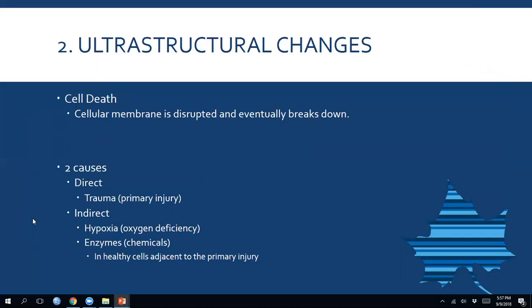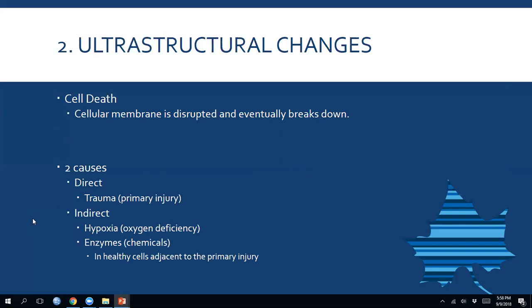So the second thing we want to talk about is ultrastructural changes, and this is where the cell actually dies. For whatever reason, whether it be direct or indirect, the cell membrane is broken down to the point where it eventually breaks. This is that same idea of what we talked about earlier with macro and micro, of a pounding strong force coming in and breaking in at once, and that's direct.